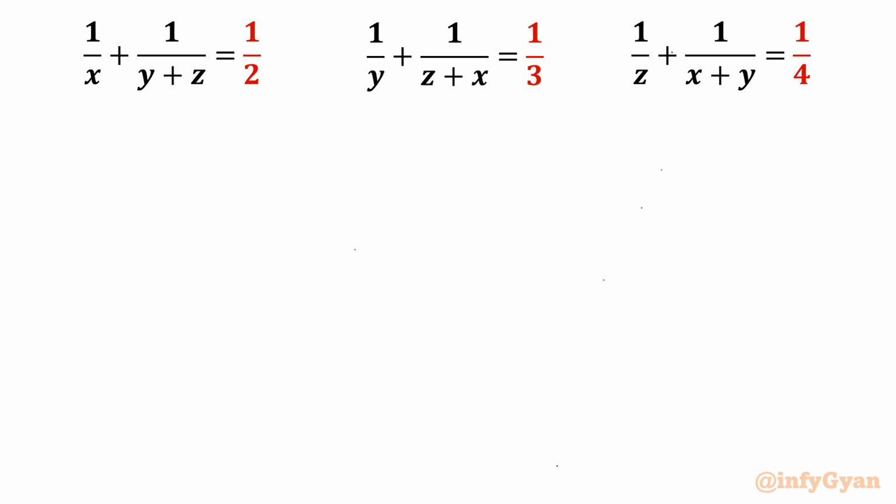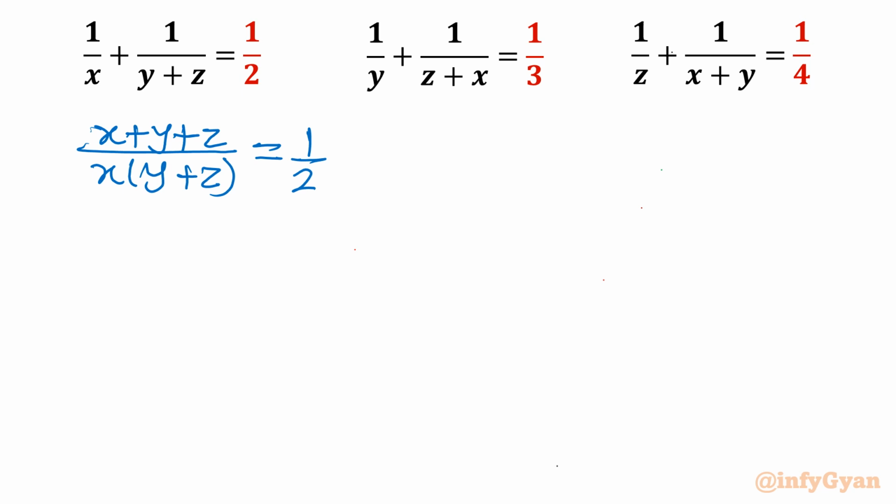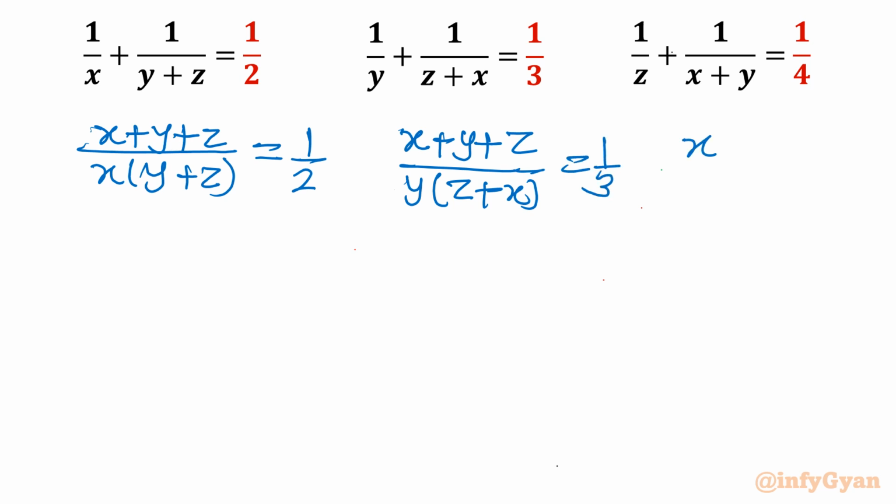So let's get started. I will begin this video by taking LCM of the given three equations. So I can write denominator x times y plus z, in numerator y plus z plus x. Let me write in the proper order: x plus y plus z over x times y plus z is equal to half. Similarly, from the second equation, I will write in the same pattern: x plus y plus z over y times z plus x is equal to 1 over 3. And from the third equation also, I will write the same pattern: x plus y plus z over z times x plus y equal to 1 over 4.